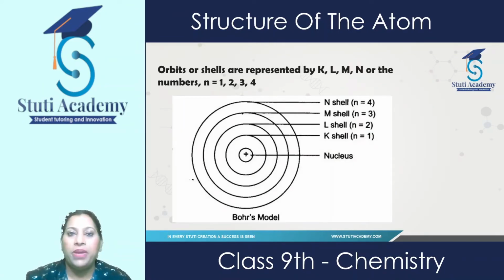And these orbits or shells are called energy shells, which are represented by the letters K, L, M, N, or by the numbers 1, 2, 3, 4. So this is the Bohr model. The nucleus is present in the center. Electrons are revolving around it in a particular orbit, but they are not radiating any energy.